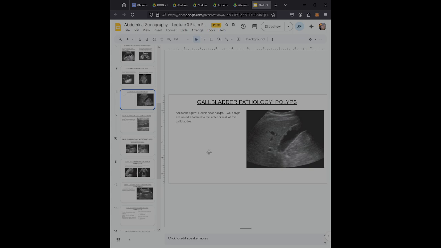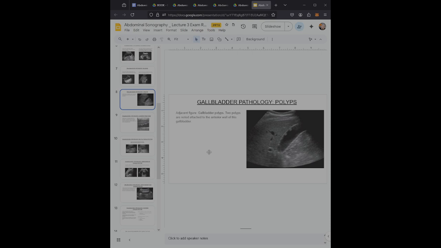When we vary the patient's position, polyps will neither shadow nor will they move. It is important to remember most polyps are benign and incidentally discovered, although you can have a rapidly growing polyp, and that might be worrisome for gallbladder carcinoma.